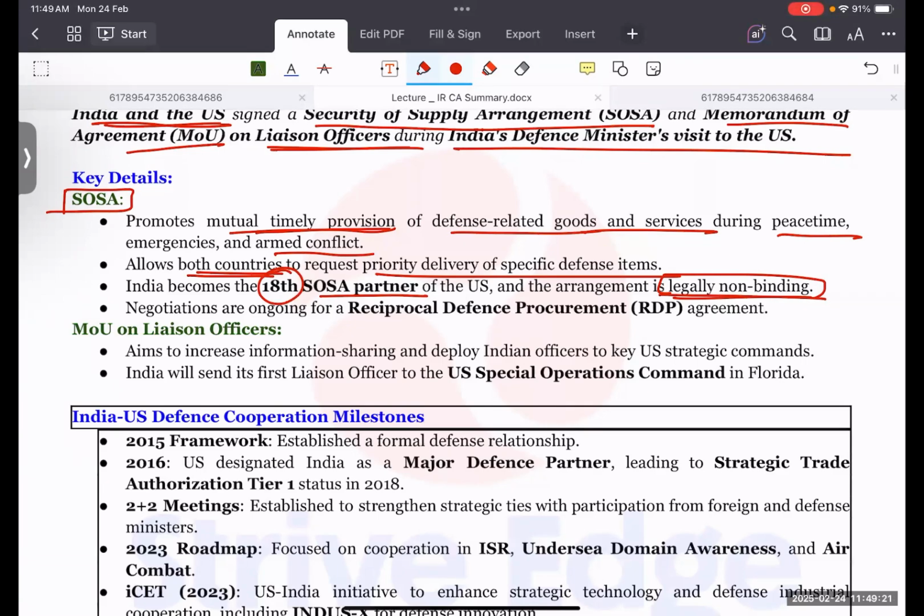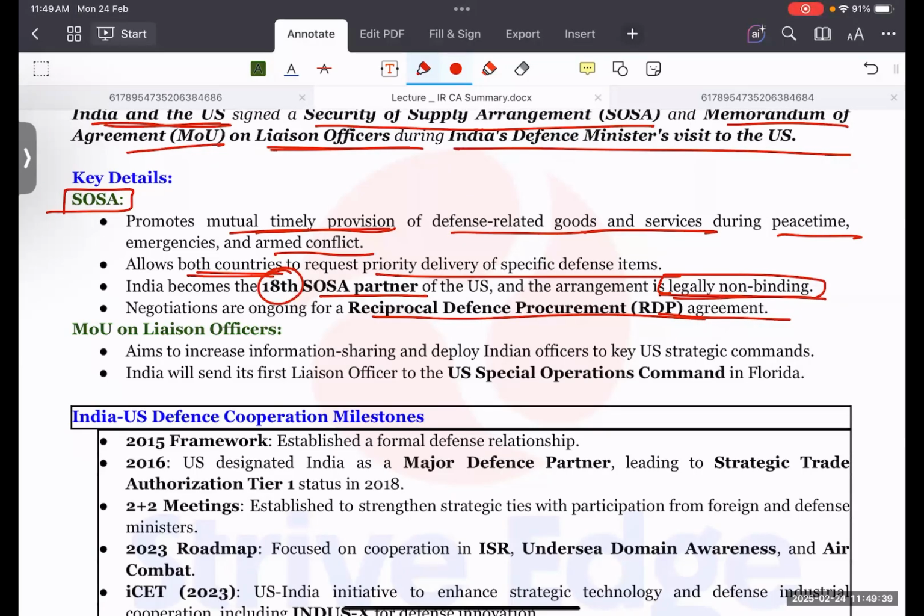And also the negotiation is going on for the reciprocal defense procurement arrangement. Okay, so whatever arrangements we are providing, they are providing to us, and reciprocally they also take some obligations to buy some defense products from us. So this reciprocal defense procurement agreement is going on.